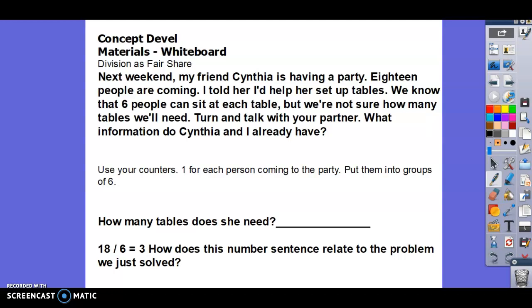So I told her, Cynthia, don't worry, I will help you set up. I'm going to help her set up tables. She has tables where 6 people can sit at a table. I need to know how many tables we'll need. So try to talk to your partner. What information do Cynthia and I already have? Talk to your partner. Go.